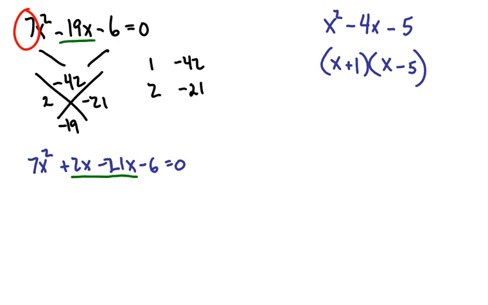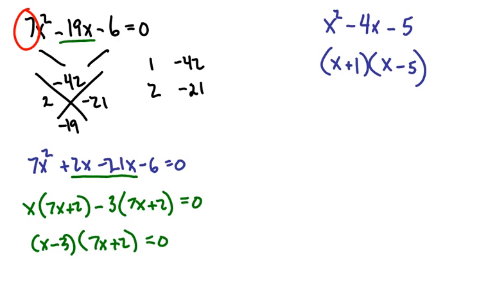From this point, I use factor by grouping. I factor out the greatest common factor from the left pair. I factor out the greatest common factor from the right pair. Then I factor out this new common factor of 7x plus 2, and that leaves me with two values of x: x equals 3 and x equals negative 2 over 7. So that's the way you have to solve those problems where there is a value in front of the x squared.